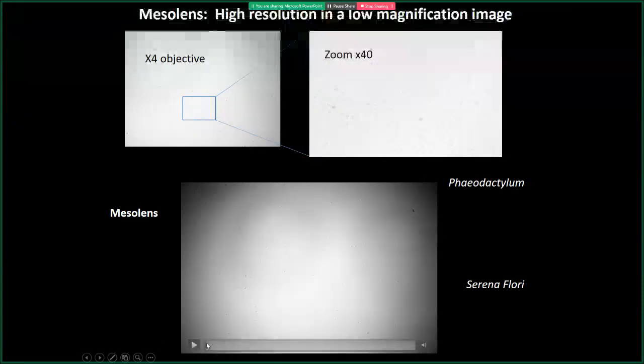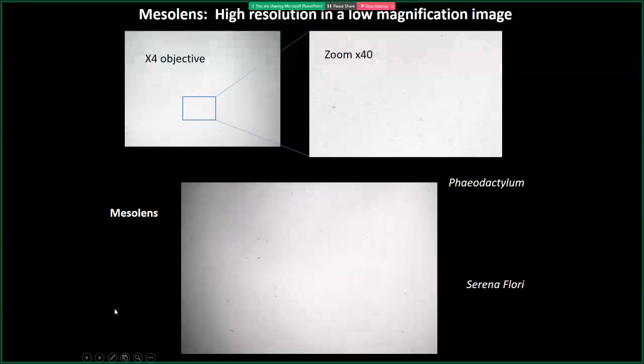So on the bottom now, I'm going to play a video of something very similar we've done using the Mesolens. So we start with a ×4 image, non-zoomed, very wide field. This is about 4 by 3 millimeters in size. And then I'm just going to play this video which zooms up, and hopefully you can see the advantage of a Mesolens compared to a normal objective.